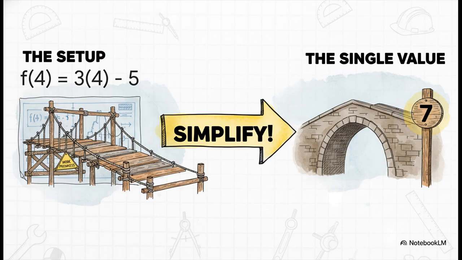The other big trap is just stopping halfway through. I see it all the time. Someone sets up the problem perfectly, but they just write down f of 4 equals 3 times 4 minus 5 and call it a day. That's not the answer. That's just the setup. Remember, the goal of evaluate is to get that one final simple number. You've got to finish the job.